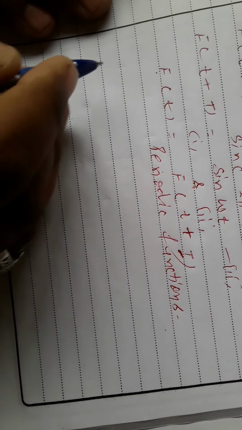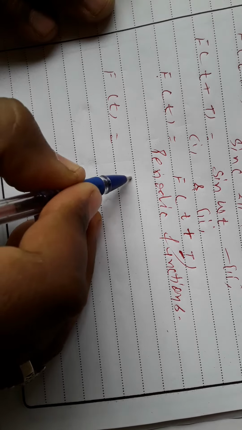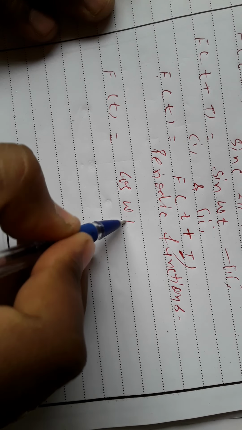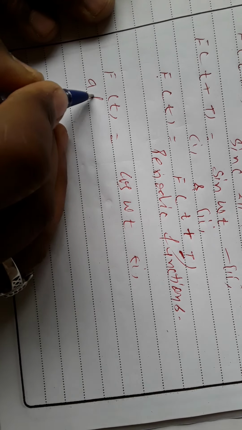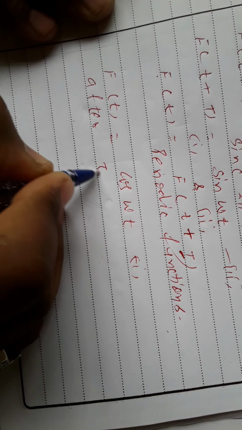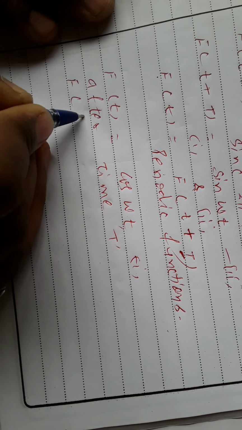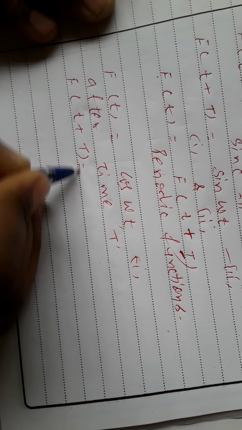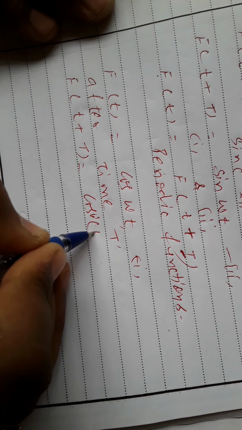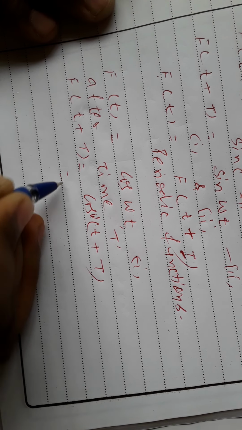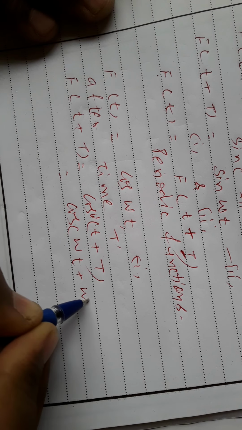Now we can take another example for the cos. f of t is equal to cos omega t, equation number first. After time capital T, f of t plus T is equal to cos of omega (t plus T). Now we can multiply: cos of omega t plus omega T.